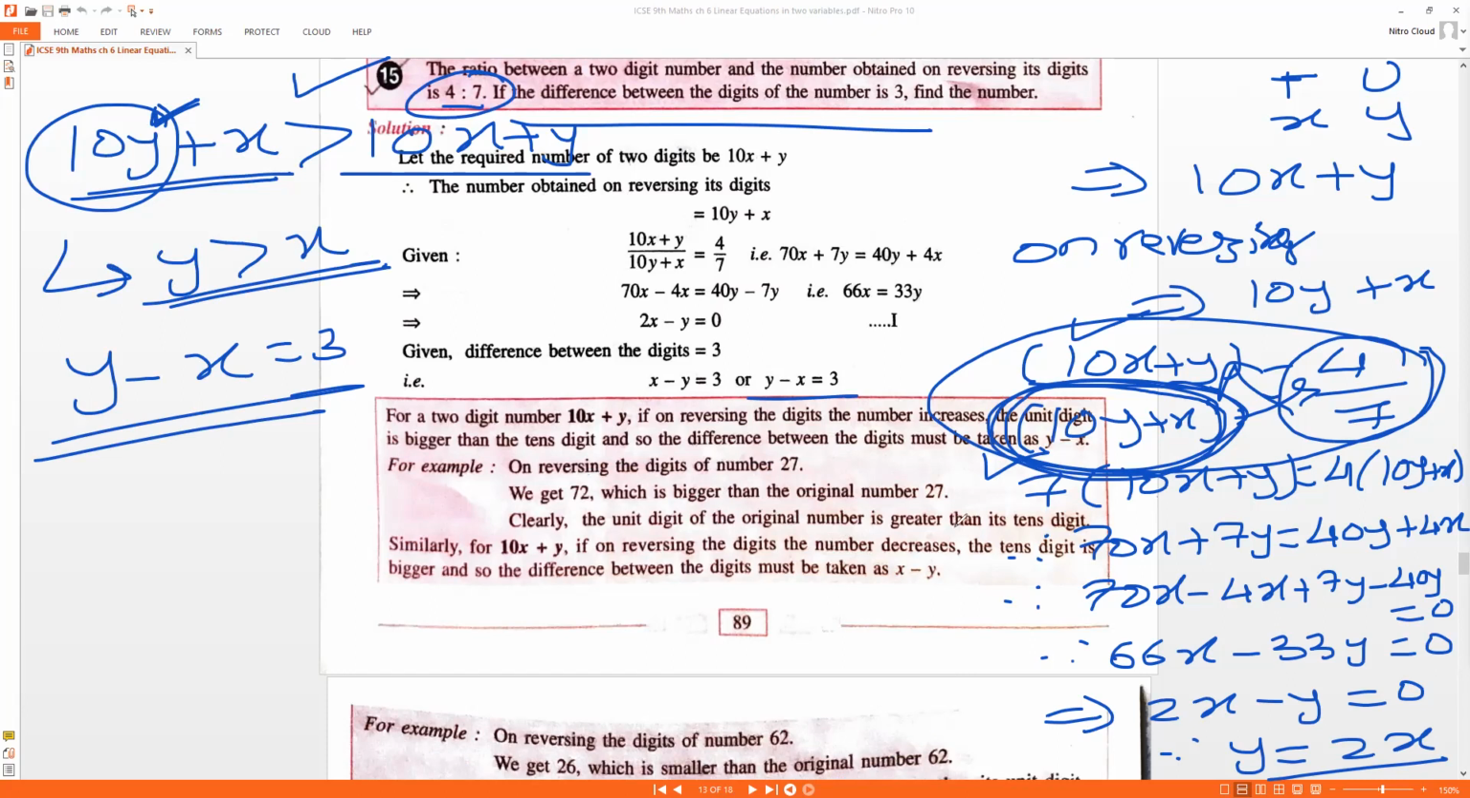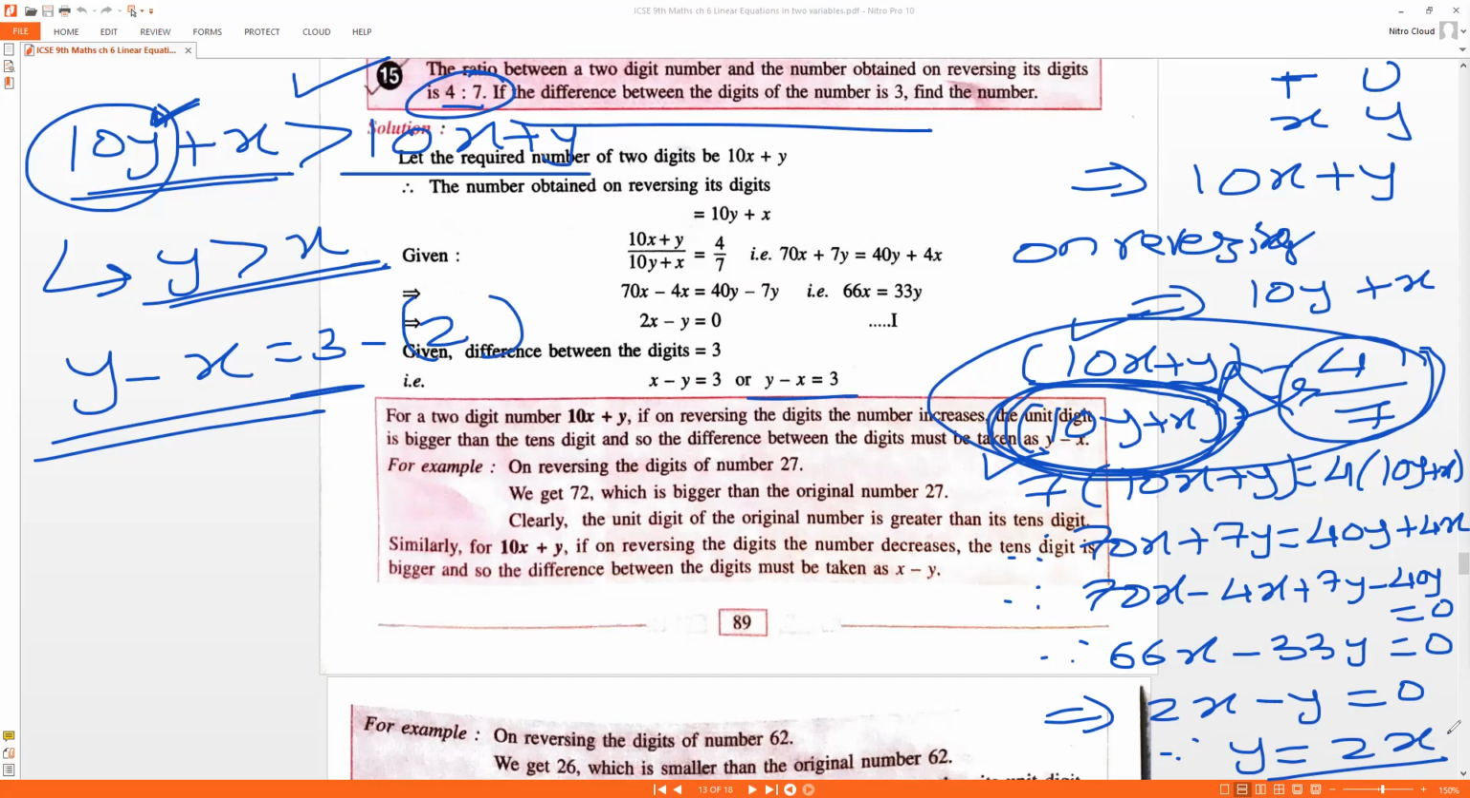Yes, sir. Is that clear? Understanding why x minus y is not correct and why y minus x is correct is very, very important. And it does matter. If you take x minus y is 3, your answer will be incorrect, because that is not the correct method. So in that way, you get the second equation.